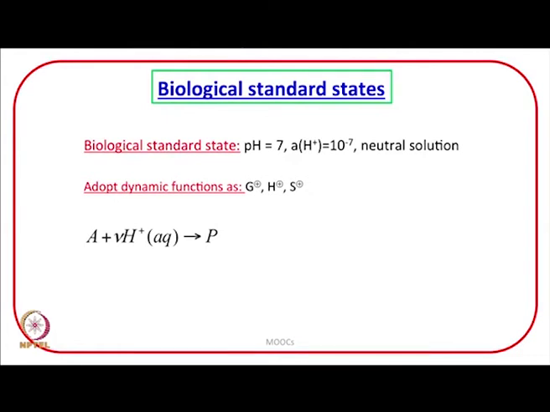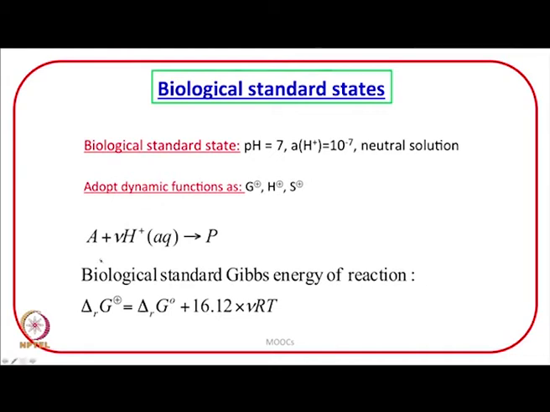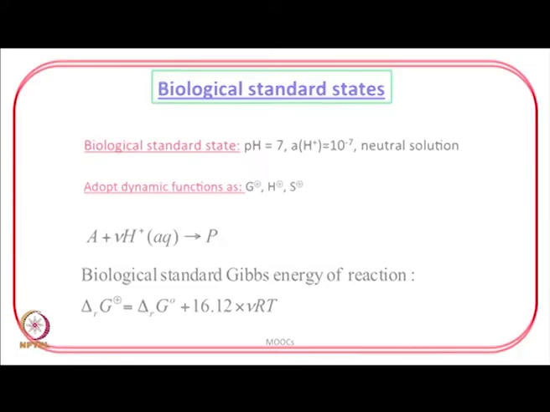Now let us go to the slide. For this reaction, A plus nu H plus going to product, we have developed this equation for the biological standard Gibbs energy of the reaction. This 16.12 comes from 2.303 into pH value of 7, and this equation can be used to get the value of biological standard Gibbs energy of reaction.